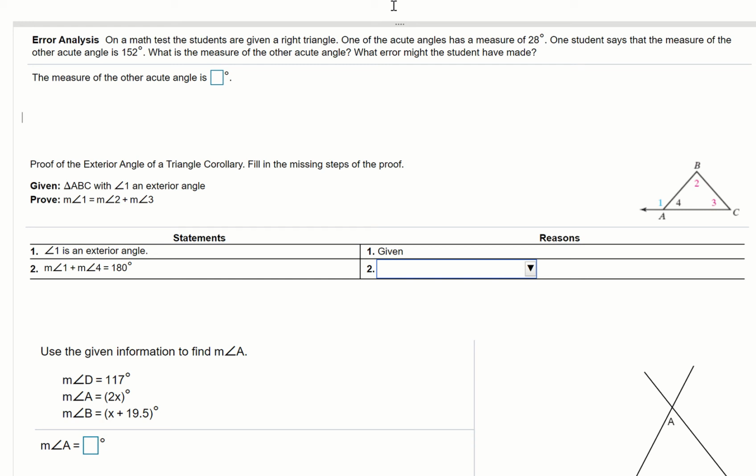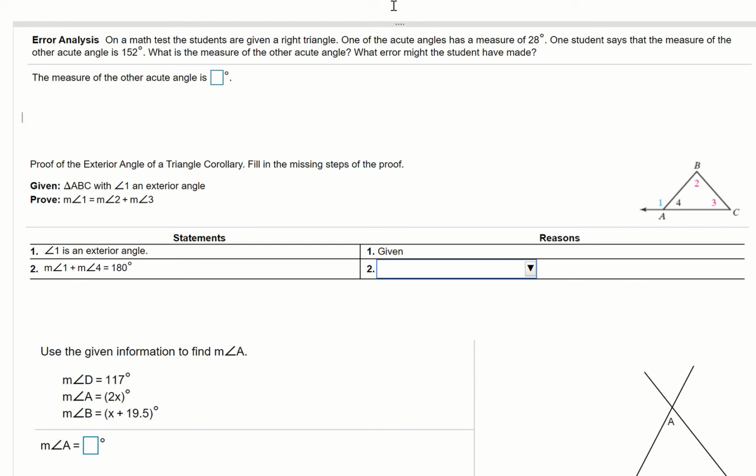So let's start with the first one. Here we have an error analysis question. On a math test, the students are given a right triangle. One of the acute angles has a measure of 28 degrees. One student says that the measure of the other acute angle is 152 degrees. What is the measure of the other acute angle? What error could the student have made?